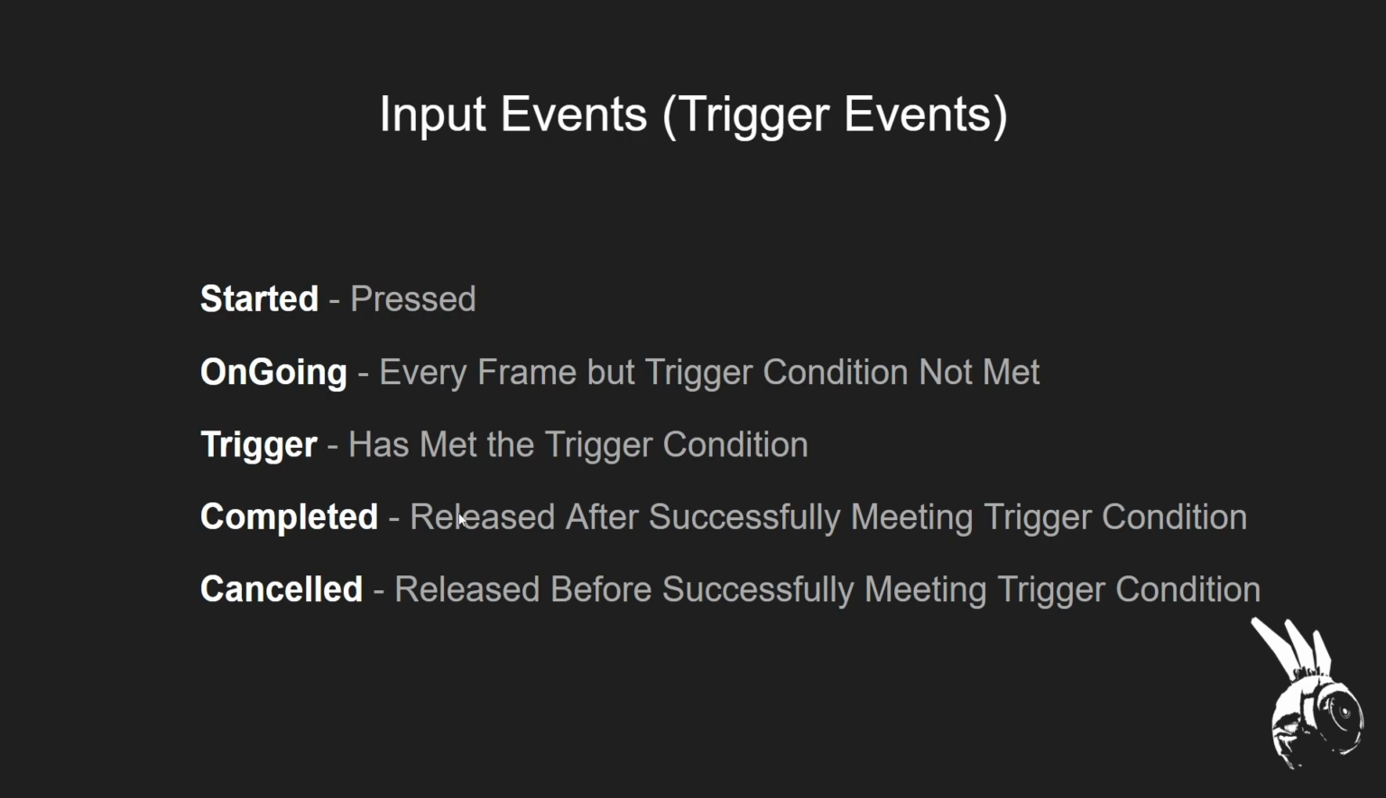Completed and cancelled are called, or the events fire, sorry, when you release the key. The difference is that completed will fire at the end if the trigger condition was met, and cancelled if it doesn't trigger. So you've got a hold time, you don't hold it long enough and you release, you'll fire a cancel. This makes this system really flexible as to what you can set up for keys and inputs. You don't need to use them all, you don't even need to set them all, you can just use what you want and what you need and how you need it.